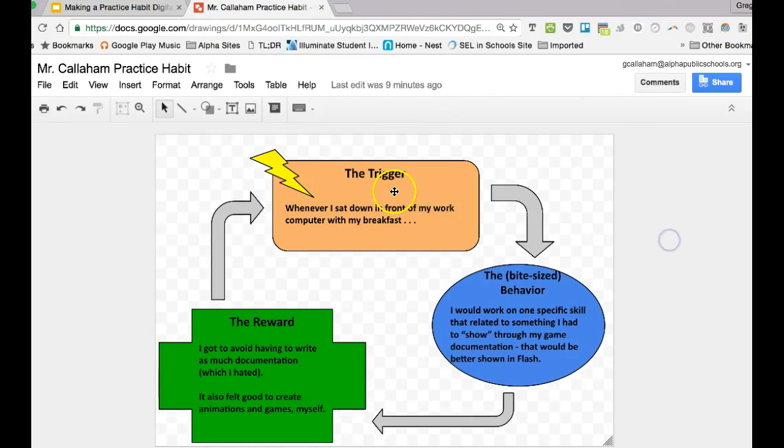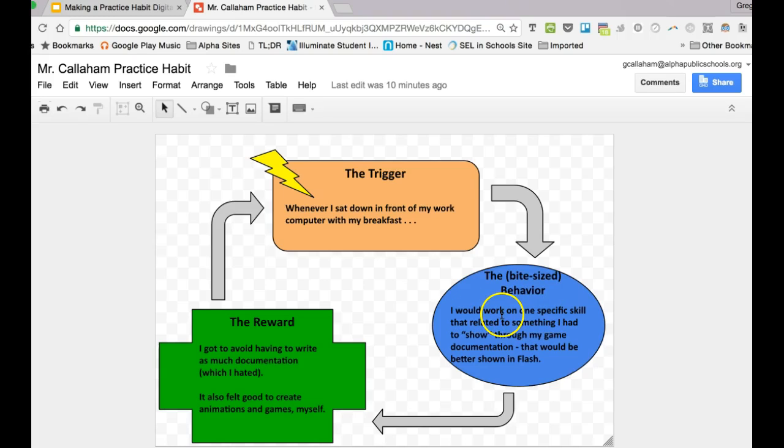So the next part of a habit, right, is the behavior. It's what you actually do that is the habit. So this is the practice habit. But to make it really work, you need to come up with a bite-sized behavior. And what I mean by bite-sized is small, something that you can focus on in one session, that you could even do in maybe 15 minutes of practice. You could focus on that thing.